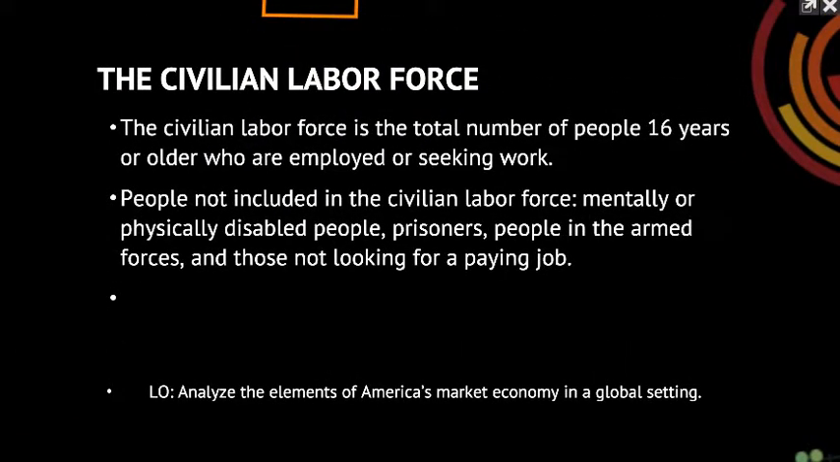The civilian labor force. The civilian labor force is the total number of people 16 years or older who are employed or are seeking work. People not included in the civilian labor force include the mentally and physically disabled, prisoners, people in the armed forces, and those not looking for a paying job.